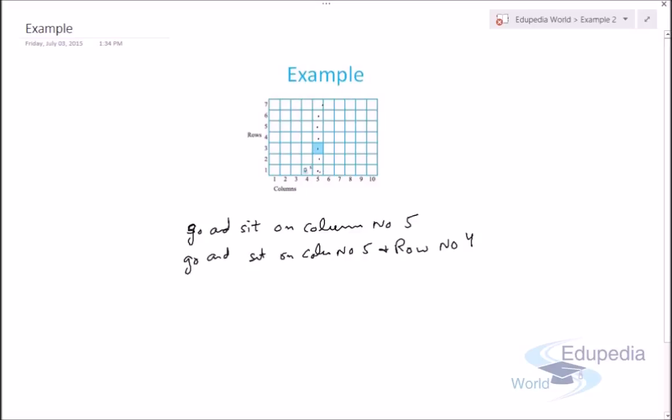Column number 5 means this column and row number 4 means this row. So the point of intersection, like this, here is the point of intersection. So this is your exact location where you can sit. So this is the concept of coordinate geometry. Again, we needed two independent pieces of information to exactly locate the position. So this is the basic concept of coordinate geometry.